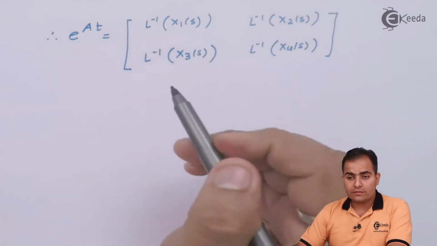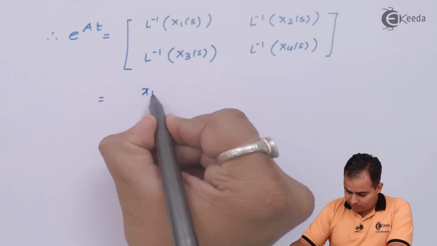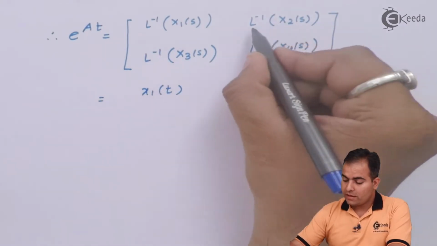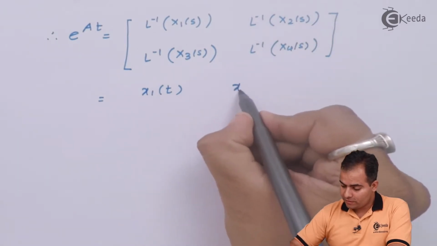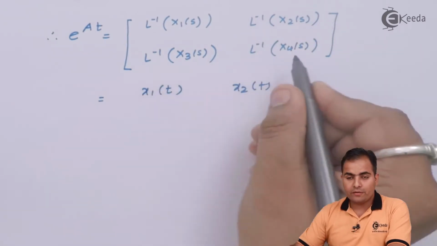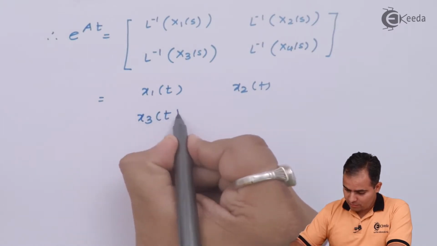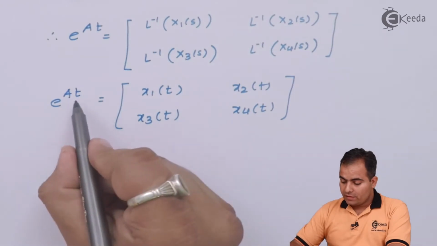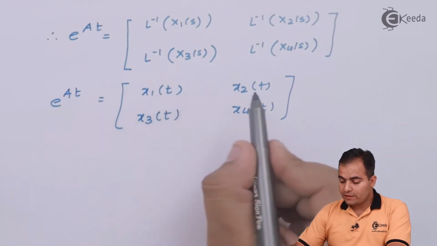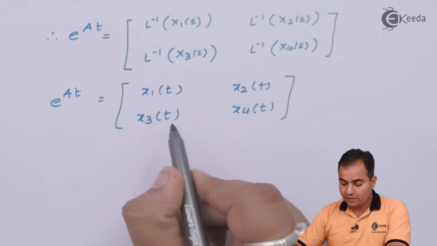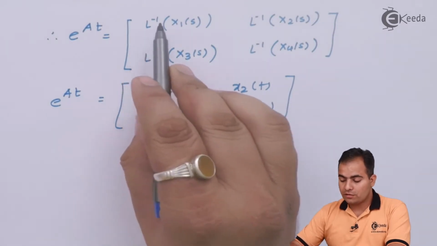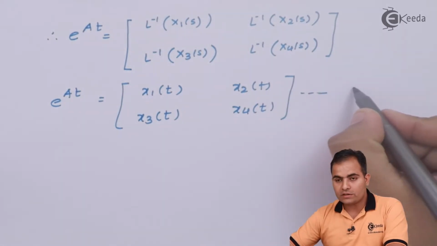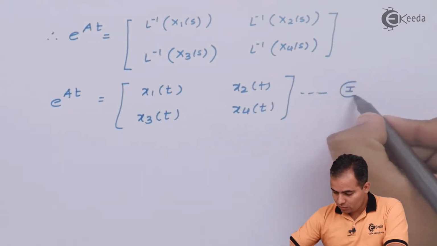Now Laplace inverse of x1 of s is represented by x1 of t. Next, Laplace inverse of x2 of s is nothing but x2 of t. Similarly for the next two elements we can write. So here I'm going to substitute all the values of x1, x2, x3 and x4 in this matrix. But first of all, we'll apply Laplace inverse on x1 of s, x2 of s, x3 of s and x4 of s one by one. So let's say this is my equation number 1.